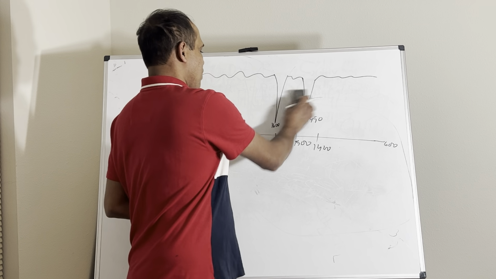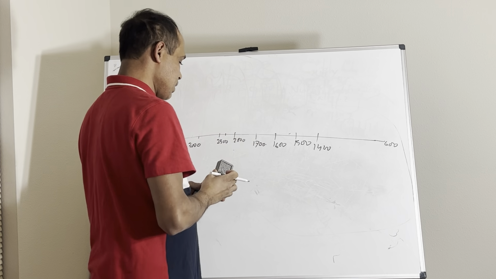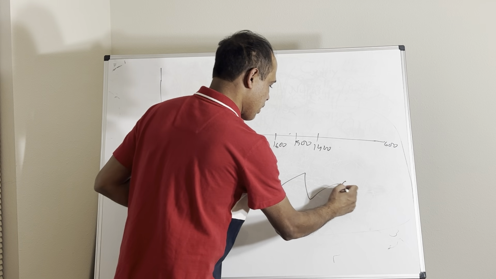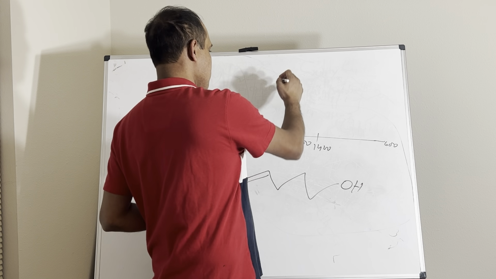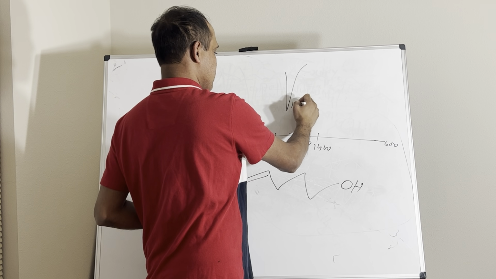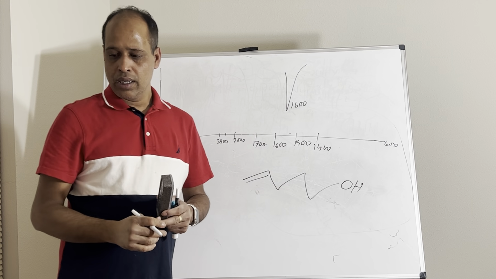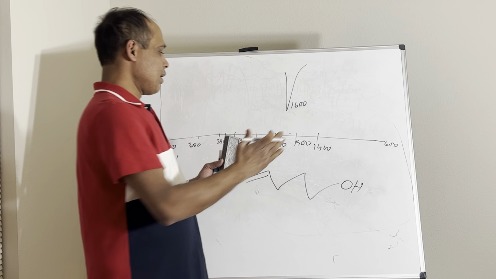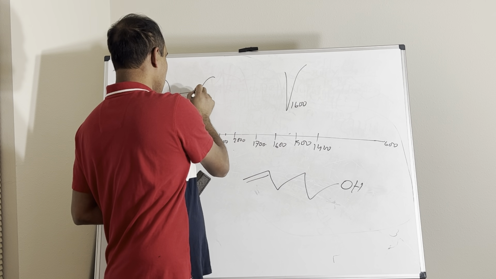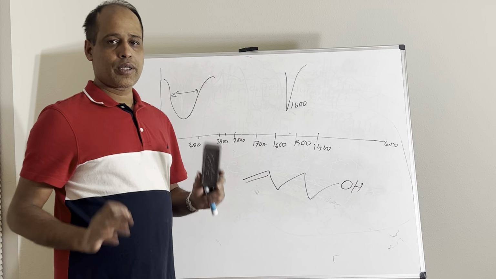Sometimes you might have a double bond and an alcohol together. Suppose you have a molecule like this, with a double bond and one alcohol. In that case, you will see one peak between 1500 and 1600, and one broad peak. So you can say, okay, I have the alkene and the alcohol peaks together.